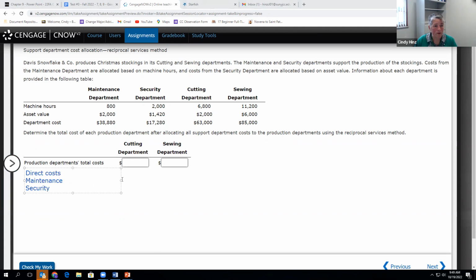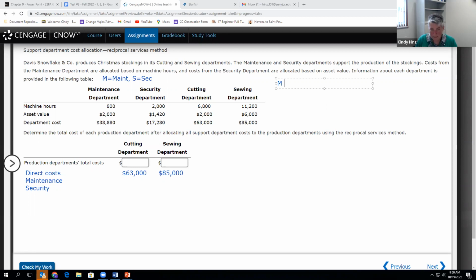And put in the direct costs now. So the direct costs for the cutting department are $63,000. And for the sewing department, it is $85,000. The maintenance and security allocations are what we need to still determine. So let's go about setting up our equations. And I'm going to use M for the maintenance department and S for the security department. So M and S will be our variables.